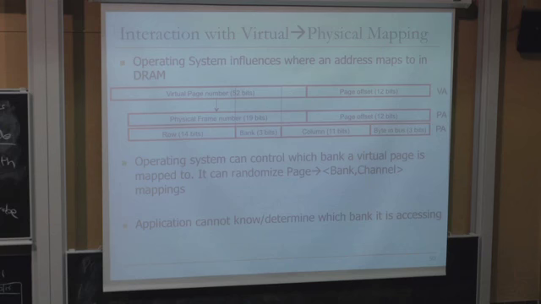Which means that the operating system implicitly controls what location in the DRAM topology, if you will, which bank in DRAM a physical page goes to, right? Or a virtual page is mapped to. So the operating system can do many different things. In modern operating systems, this is not exposed to the operating system.